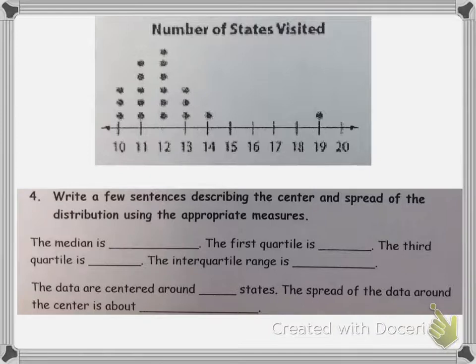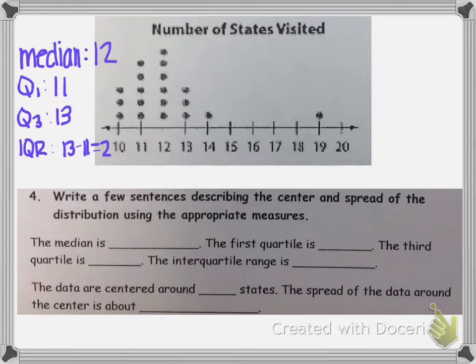So the median is, and I would like you to press pause and find the median for us. So you need to find your median, your Q1, your Q3, and your IQR. Once you have found all of those, please press play, and we will continue with our sentences.